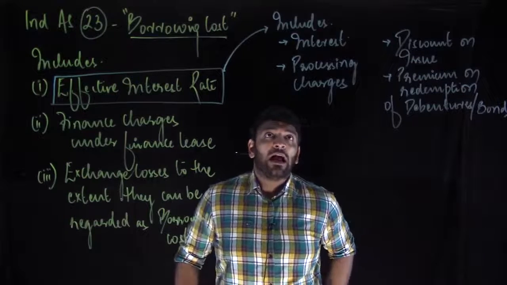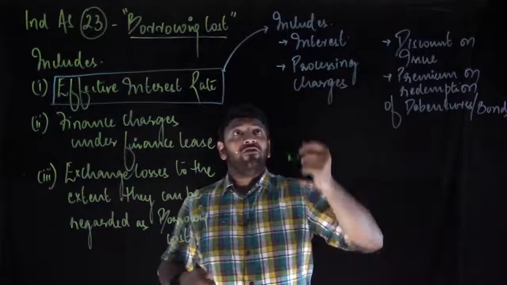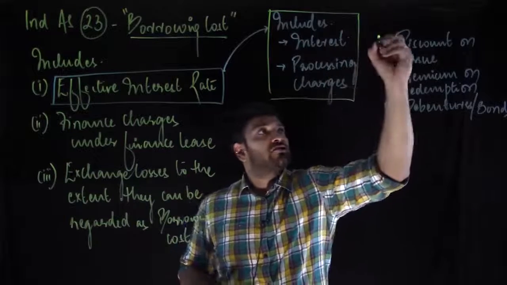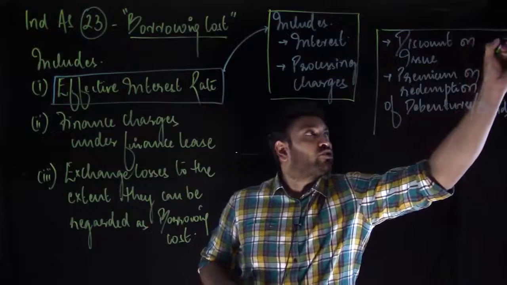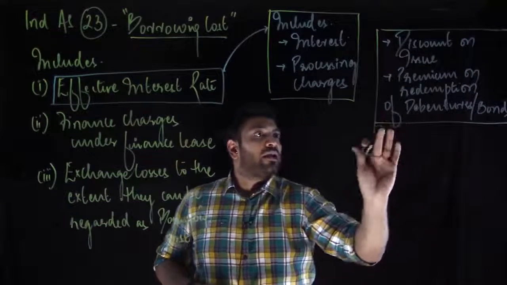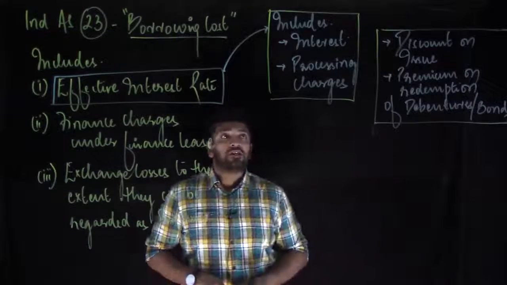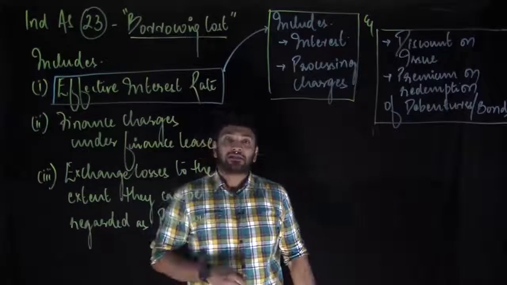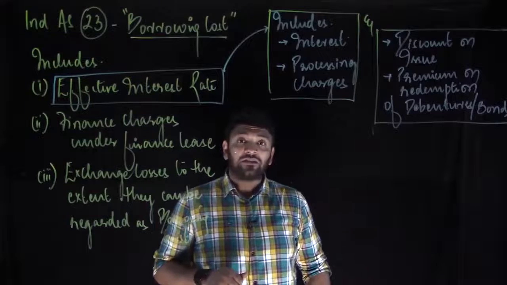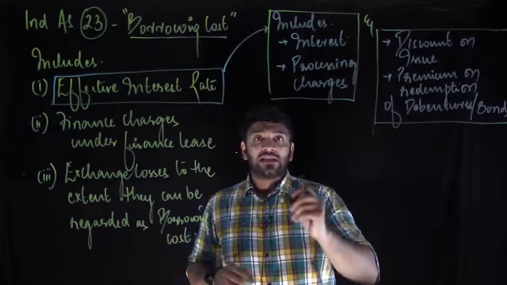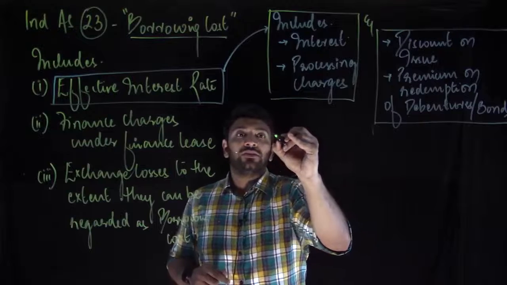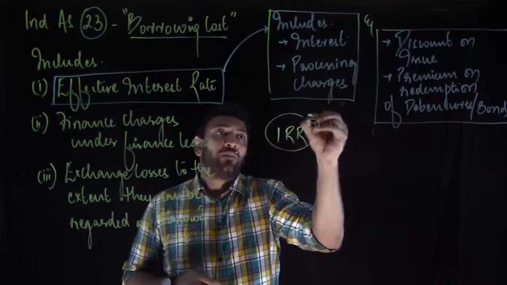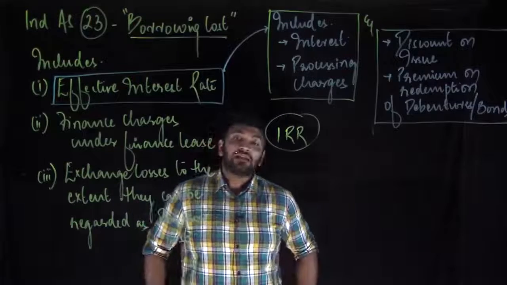So when we talk about effective interest rate, we are trying to include the interest and the processing charges, also the amount of discount on issue and premium on redemption of your debentures and bonds. Both put together, I will say that it is effective interest rate. How do I identify this effective interest rate? The identification is very simple. All we have to do is, this is an IRR calculation which is required.